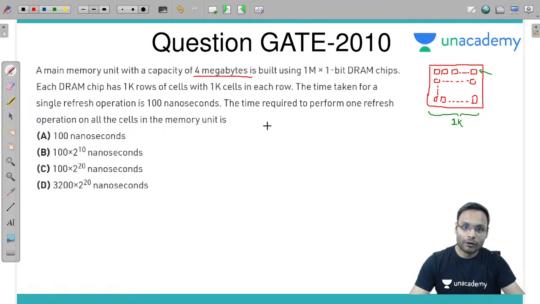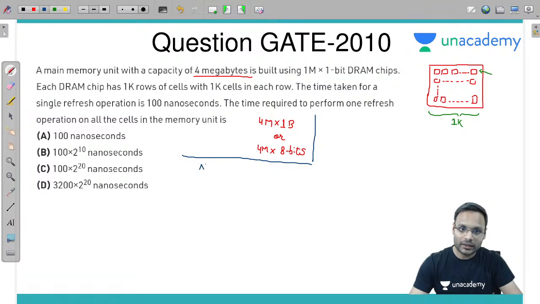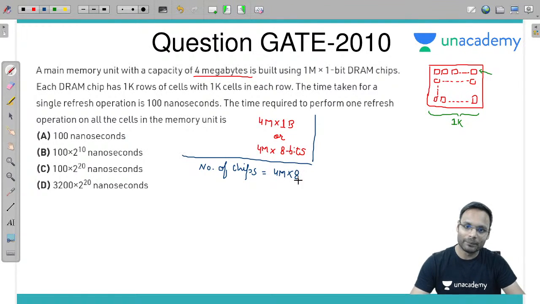Capacity is 4 megabytes. 4 megabytes means 4M cross 1 byte, or I can write it as 4 mega cross 8 bits capacity I need, right? Now it is built using 1M cross 1 bit chips. So if this is the chip, how many chips are required? Can you calculate how many chips are required to implement this 4M cross 8 bit memory using 1 mega cross 1 bit? How many chips are required? 32 chips. 32 chips are required. Fine. चलिए आगे बढ़ते हैं.